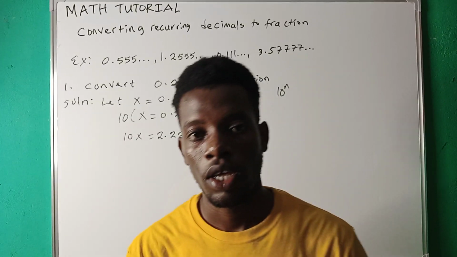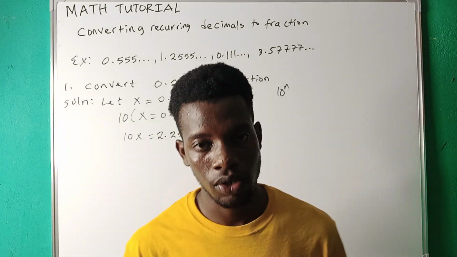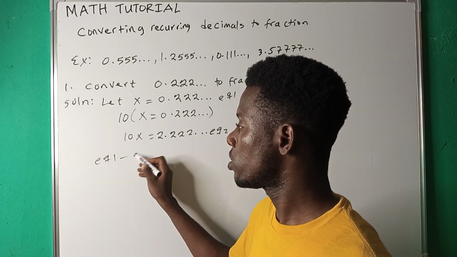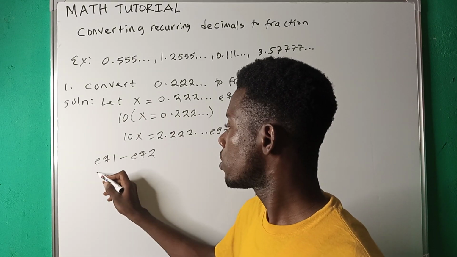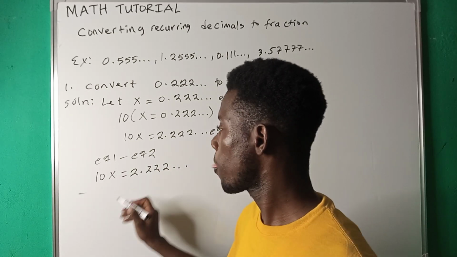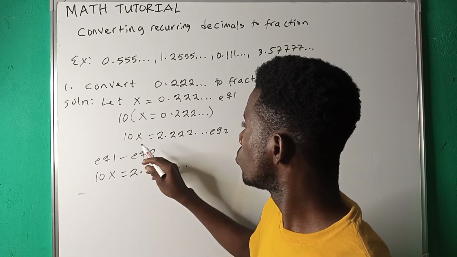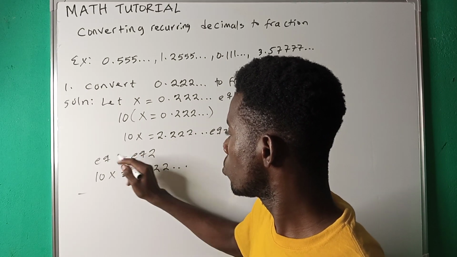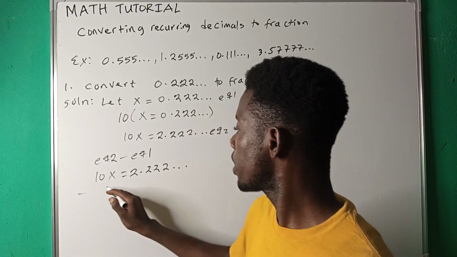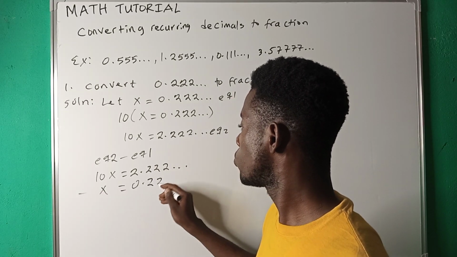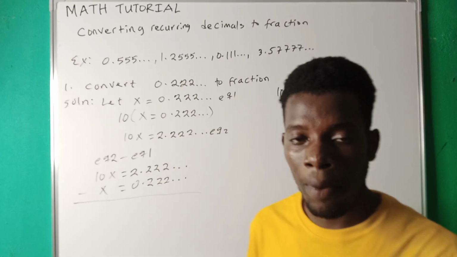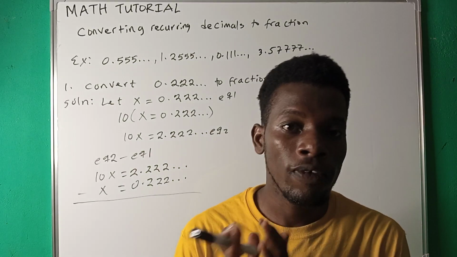The next thing to do is to subtract. So you subtract equation 1 from equation 2. That means you have 10x is equal to 2.222... minus equation 1. So it's equation 2 minus equation 1. Equation 1 is x is equal to 0.222... Now draw a line here. So equation 2 minus equation 1, because we are subtracting equation 1 from equation 2.